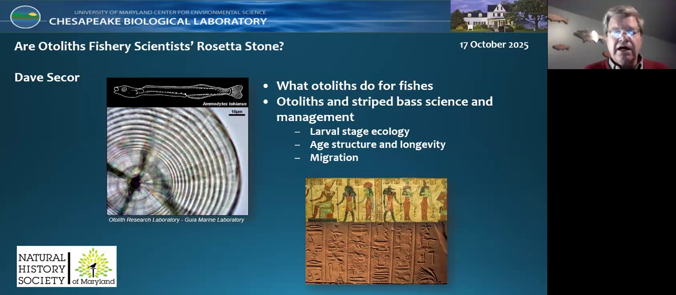So I'm going to talk a lot about, as Brian would say, applications of otoliths, and I'm going to concentrate on striped bass, but this is just a small representation of the amount of research that's been going on with this structure and its application to fisheries and management and ecology. But before I do that, I'm going to talk about what otoliths do for fishes. They weren't built for fishery biologists, so we should think a bit about what they do for fishes and how they function.